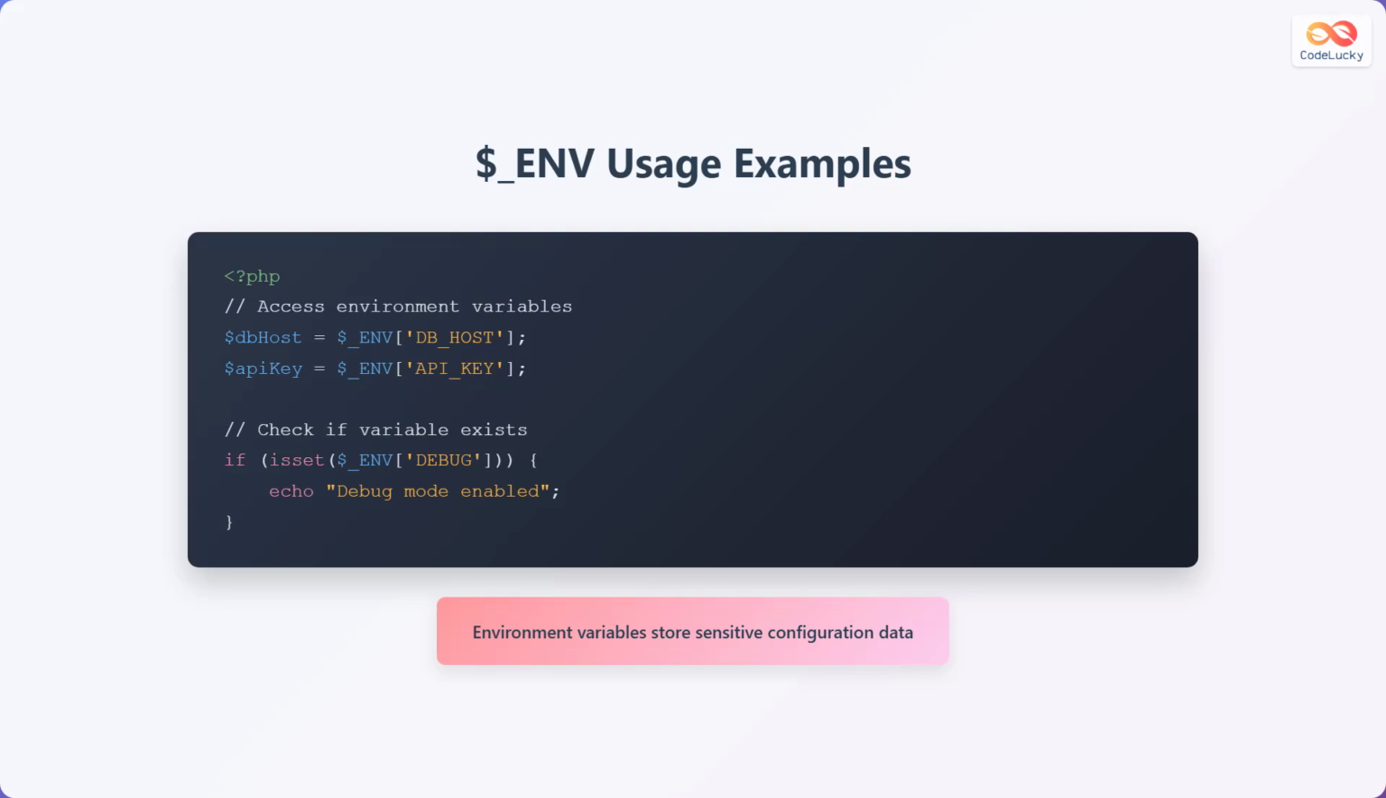Let's illustrate how you can use the $_ENV superglobal with a few examples. Here is a block of PHP code. In the first line, the DB_HOST environment variable is accessed, and its value is assigned to the $db_host variable. Similarly, the API_KEY environment variable is accessed and assigned to the $api_key variable. In the next section, it checks if the DEBUG environment variable is set. If it exists, it displays the message "Debug mode enabled". Remember, environment variables are excellent for storing sensitive configuration data, keeping it separate from your codebase.